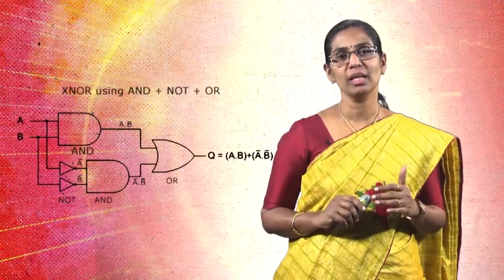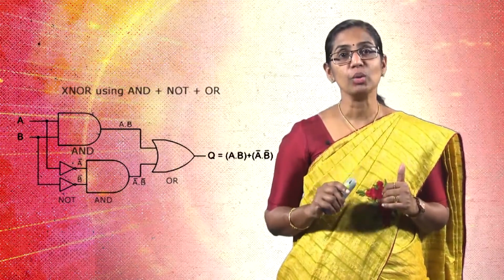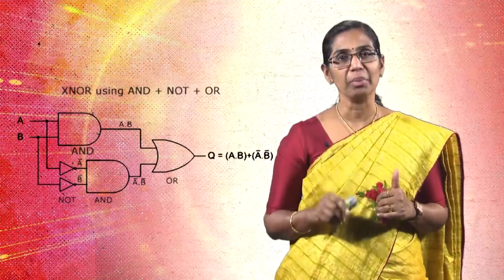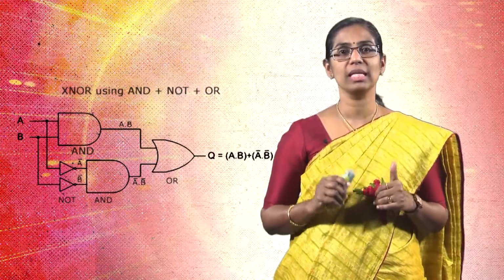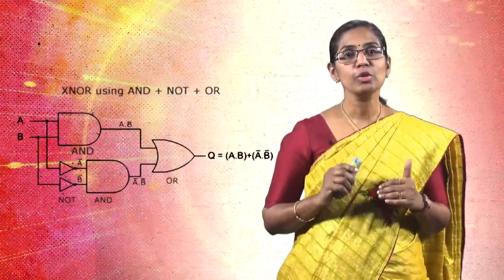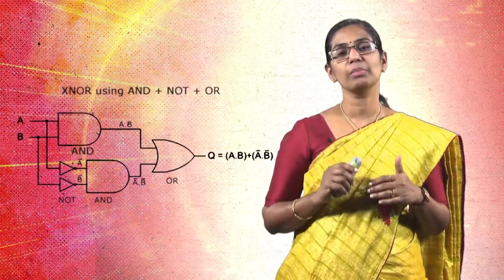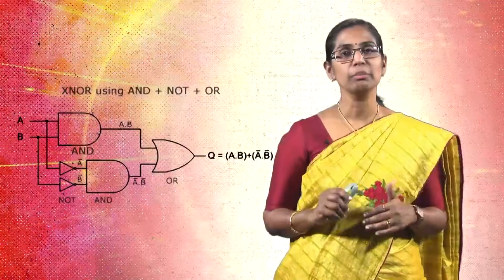The XNOR function can be implemented using the AND, OR and NOT gates. The logic circuit explains the same. The first AND gate produces the term AB, and the second AND gate with the combination of inverters gives the next term A complement B complement. These two terms act as input to the OR gate, and thus we obtain the XNOR function AB plus A complement B complement.